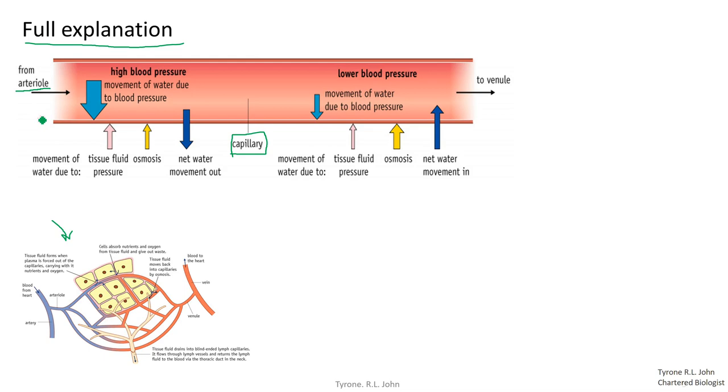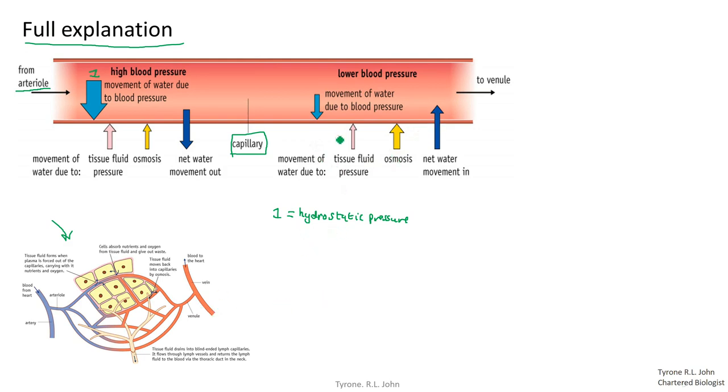So these arrows, if we look at this arrow first, call that number one, that refers to the blood pressure within the capillary. Okay, so number one is blood pressure. Now you may have that referred to as hydrostatic pressure. It is just the same. It is just blood pressure, but hydro means liquid. So it's the pressure created by the blood itself within the capillary. So that's the blood pressure or hydrostatic pressure.